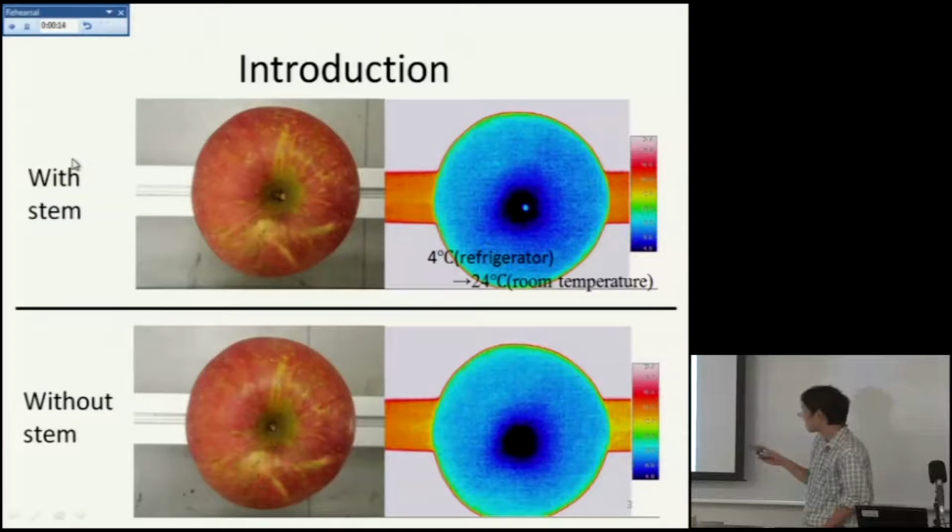This is thermal imaging of apples with stems and apples without stems. Apple stems become hotter than fruit areas, so we can detect the stem area. This apple is pre-cooled in a refrigerator and then moved to room temperature. Stems become hotter.